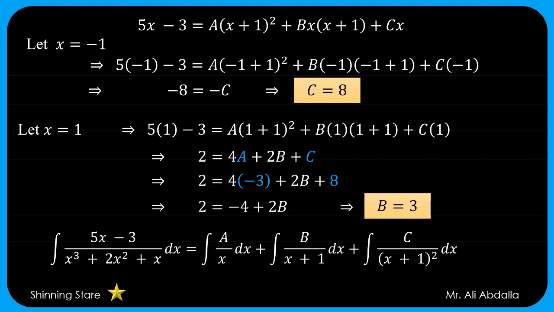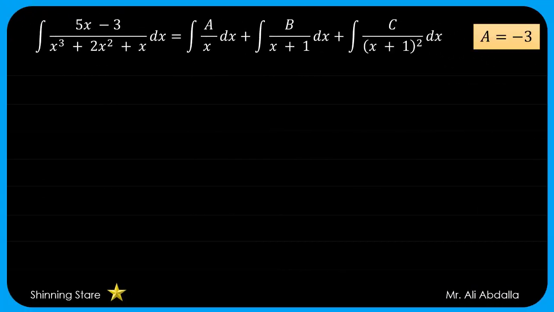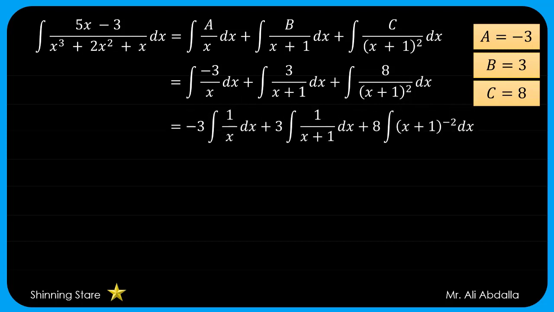Then we can substitute now in our integration. Substitute by A equal negative 3, B equal 3, C equal 8. We get the integral of negative 3 over x with respect to x plus integral of 3 over (x plus 1) with respect to x plus integral of 8 over (x plus 1) to power 2 with respect to x. Then we can take negative 3 outside the integral and the same with 3 and 8. But (x plus 1) to power 2, we can write it in this form, (x plus 1) all to negative 2.